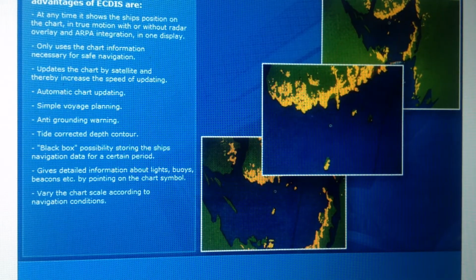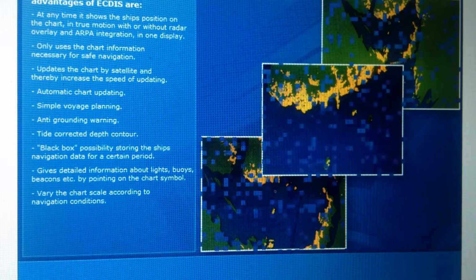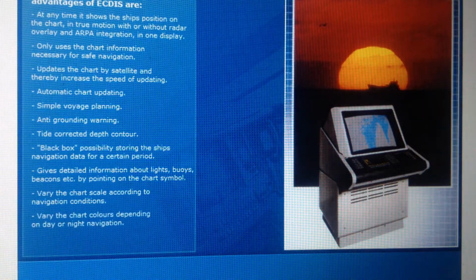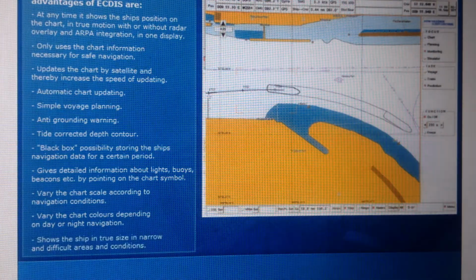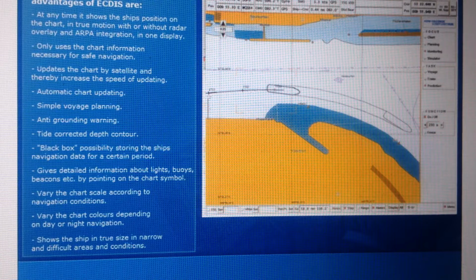Varies the chart scale according to navigation conditions. Varies the chart colours depending on day or night navigation. Shows the ship in true size in narrow and difficult areas and conditions.